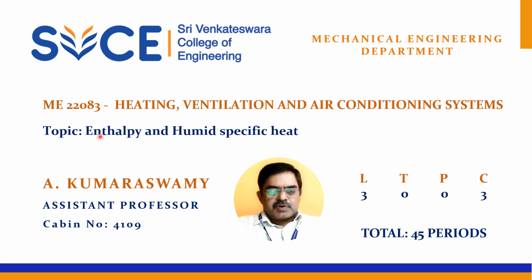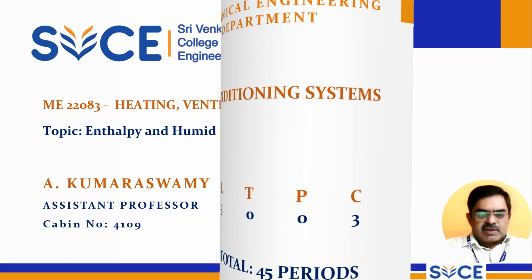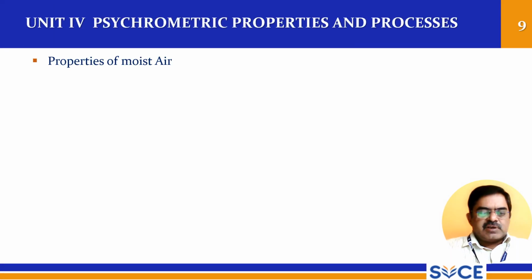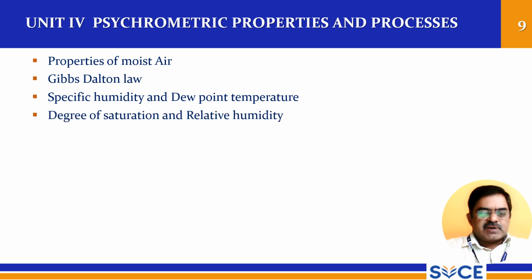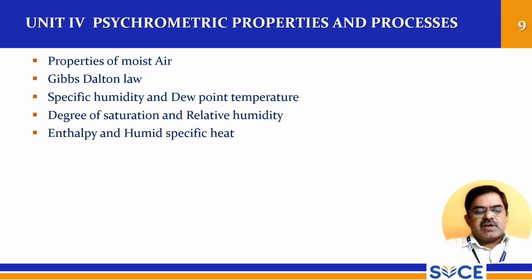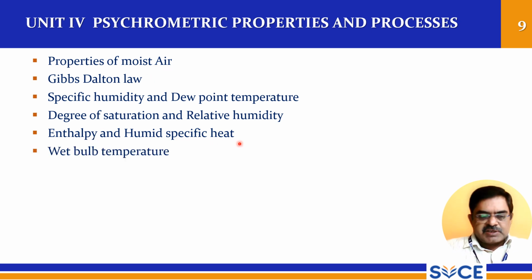So here we are going to see enthalpy and humid specific heat. These are the two psychrometric properties we are going to see here. And in the earlier session, we have seen degree of saturation and relative humidity. Already we have seen specific humidity and dew point temperature, Gibbs-Dalton's law, properties of moist air, and now we are going to see enthalpy and humid specific heat.